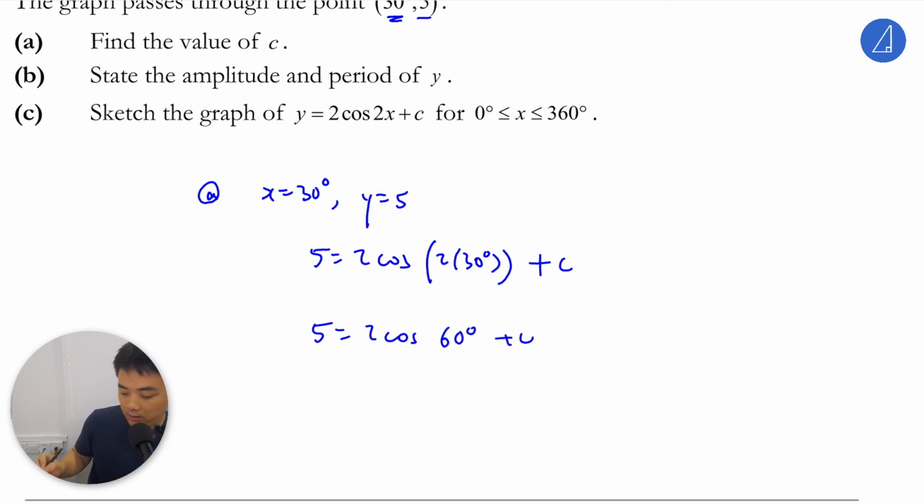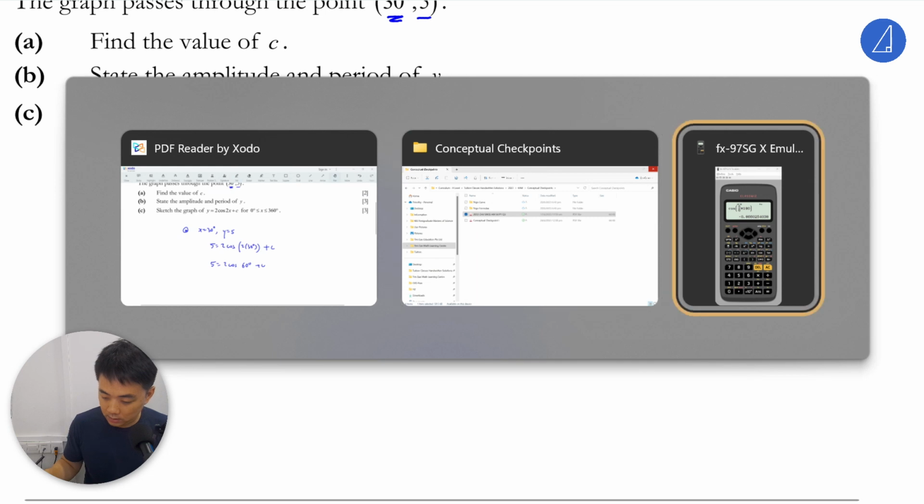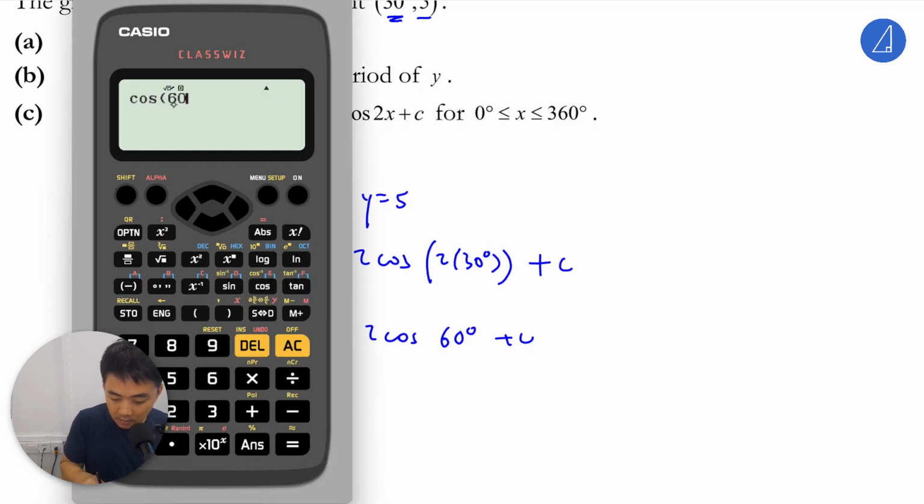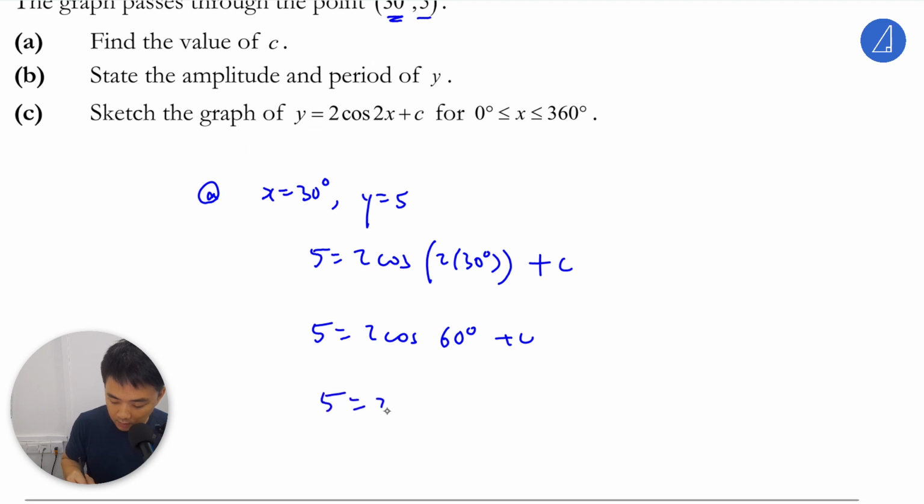Key in calculator cosine 60. This is a special angle. Cosine 60, make sure it's in degrees. This is half. Okay, so this is 5 equals 2 times half plus C. C is equal to 4.